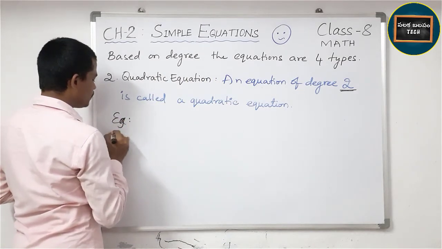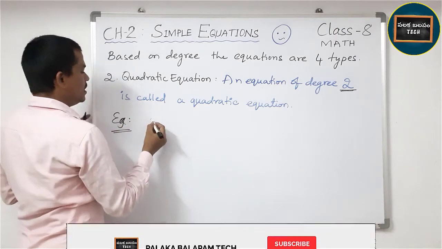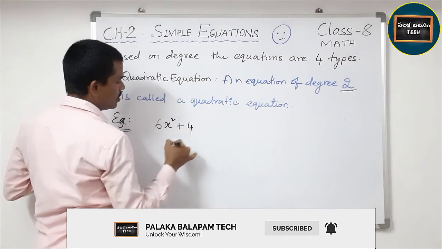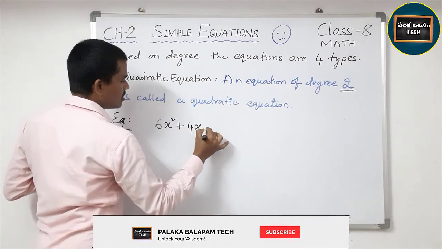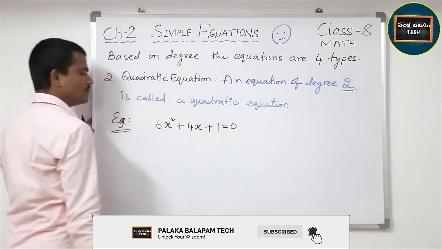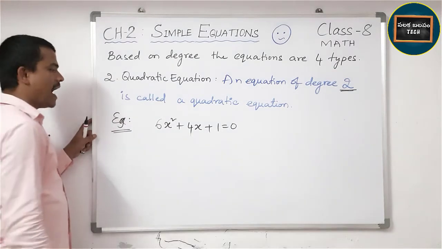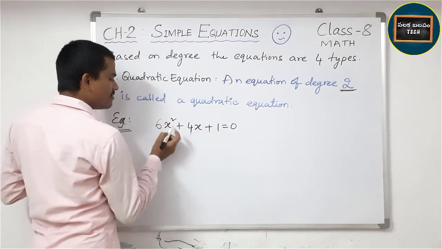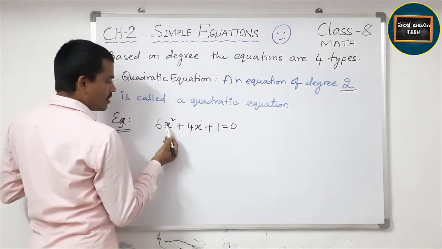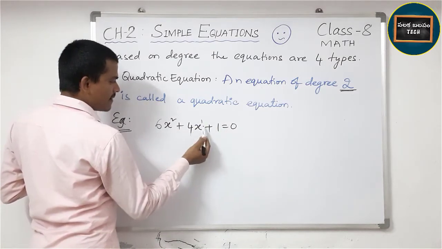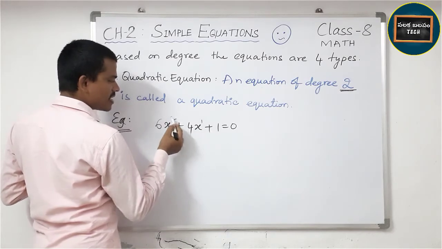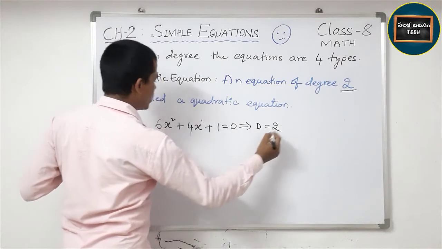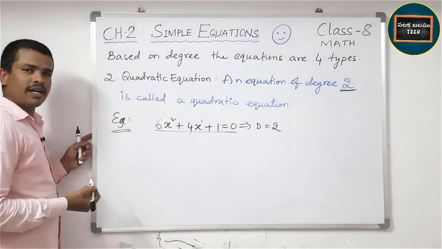Example: 6x square plus 4x plus 1 equal to 0. It is an equation. I am going to find the degree of this equation. Here I check the highest power of the variable. The x power is 2 here, and the x power is 1. Of 2 and 1, 2 is the greater power. So the degree of this equation becomes 2. Hence we can call it a quadratic equation.